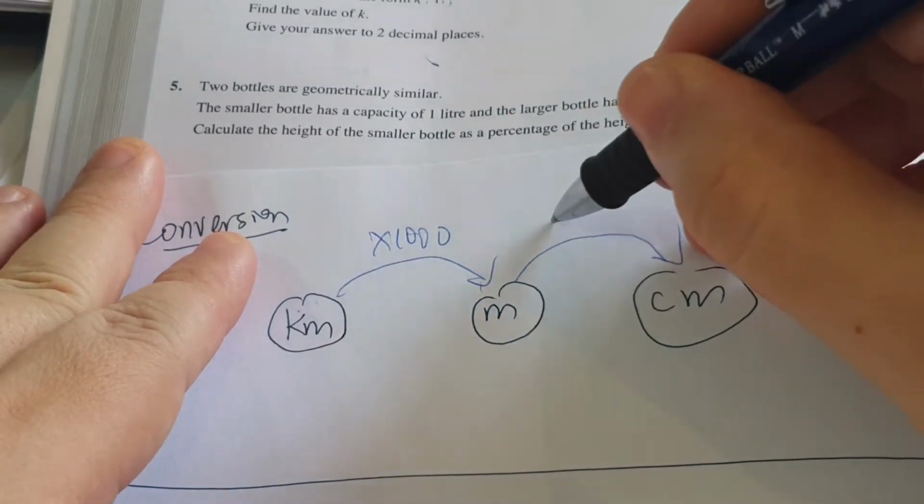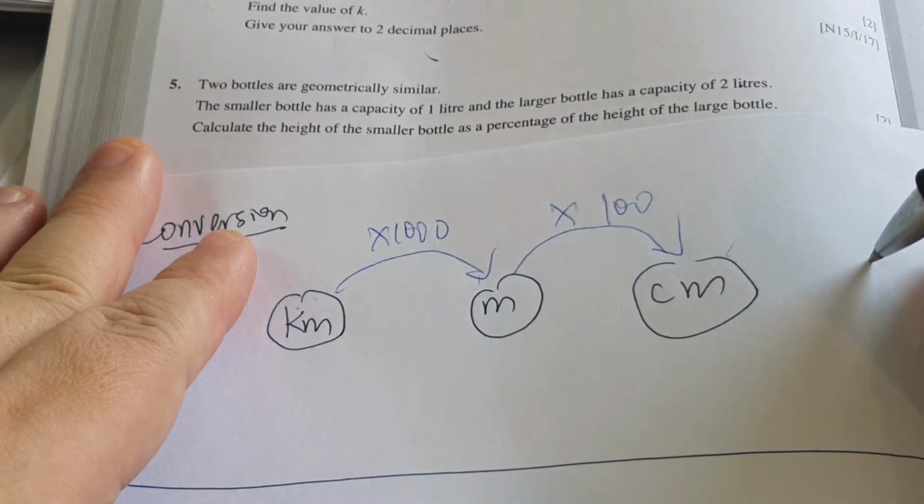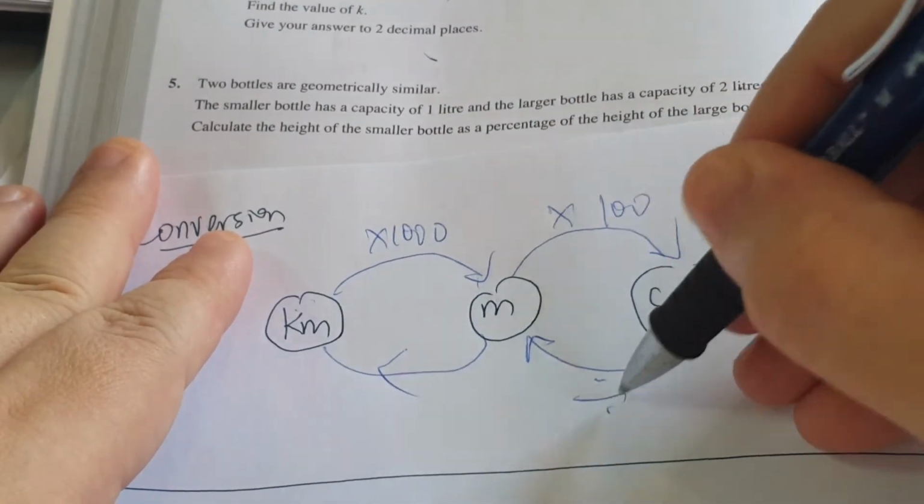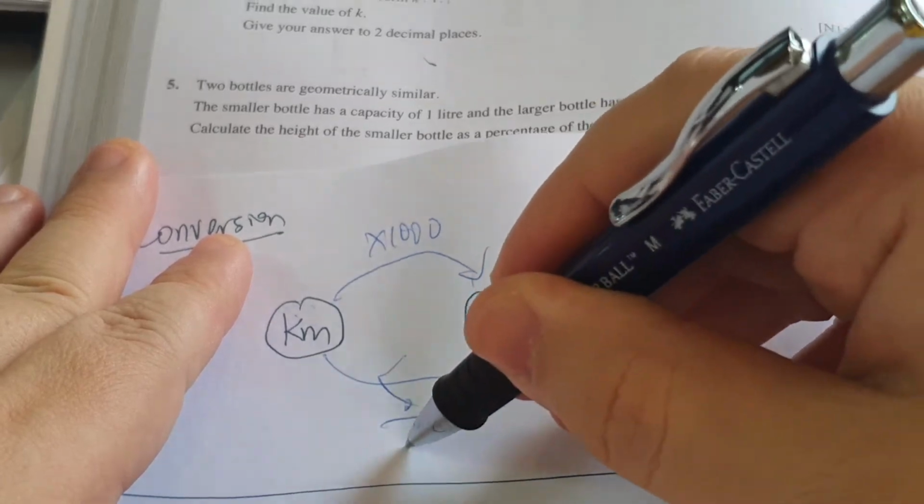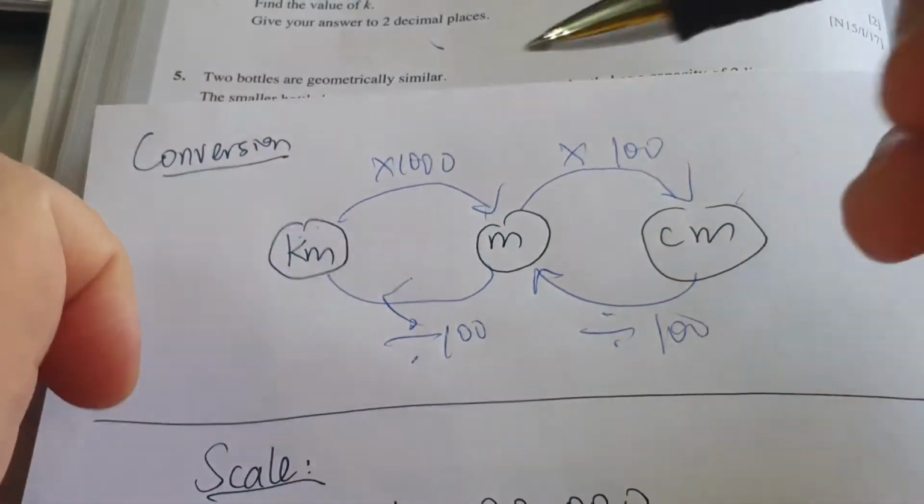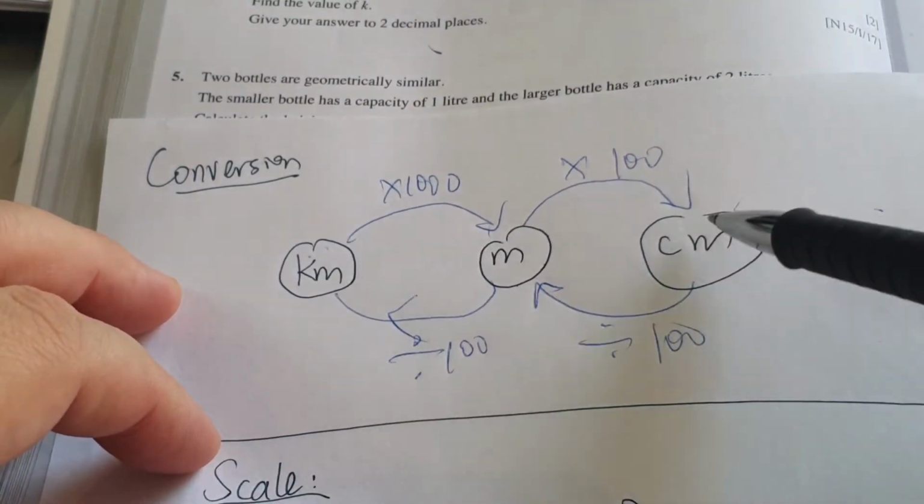Then the next stage is 100 only. If you want mm, that is times 10 now. The other way is divide by the same number. So you just remember this. Finish already, very simple. So you need to know how to convert from km to meter, meter to cm.